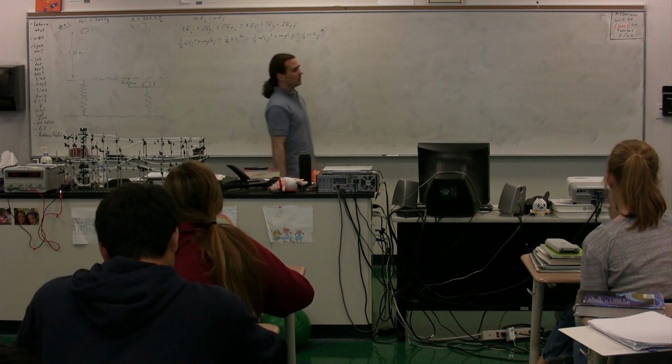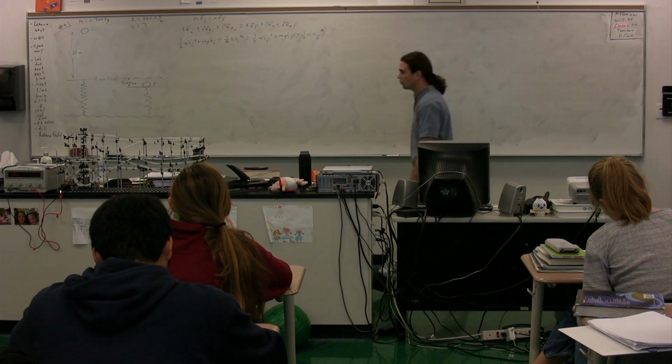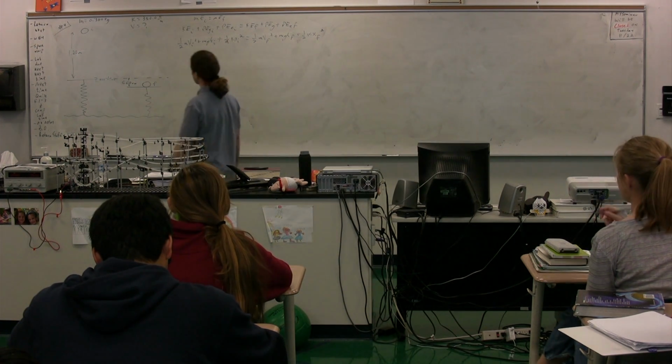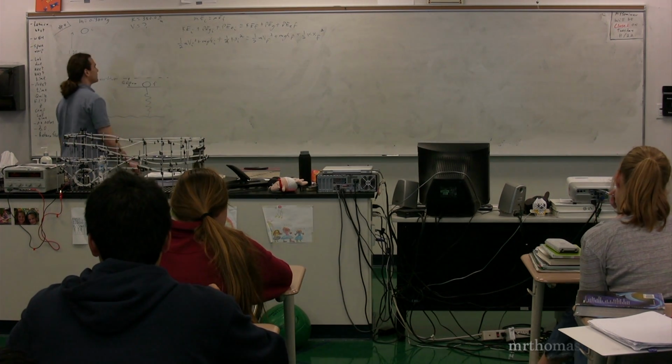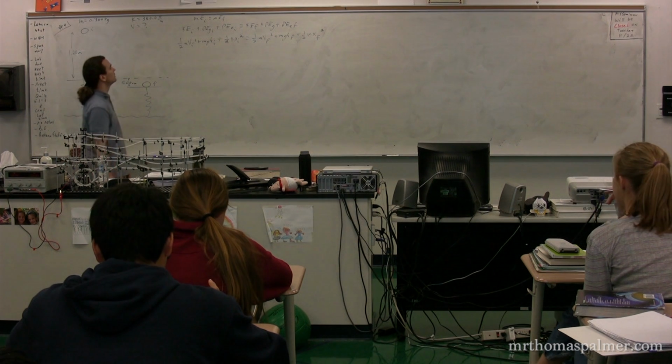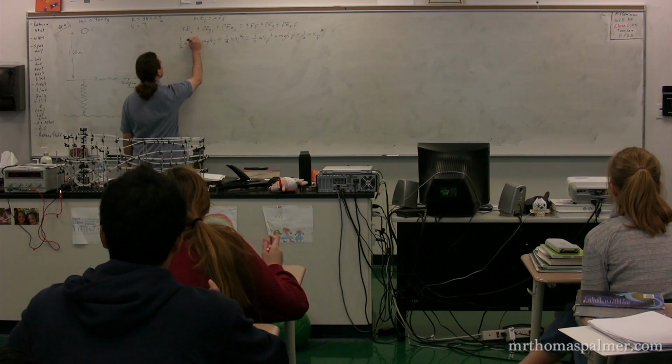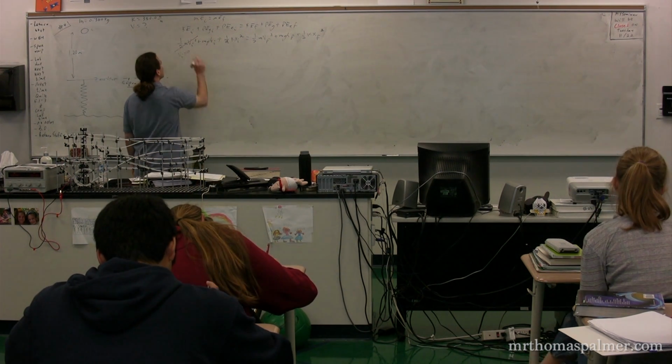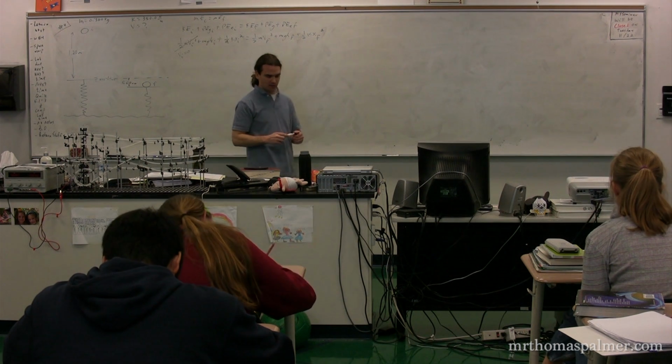Okay, now we can start crossing things off. Please give me something we can cross off. Danner? Velocity initial is 0. So the velocity initial is equal to 0, so we can get rid of the kinetic energy initial.